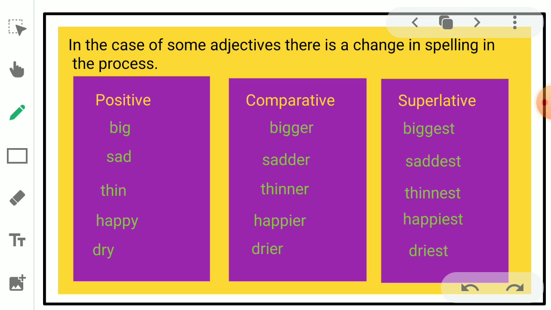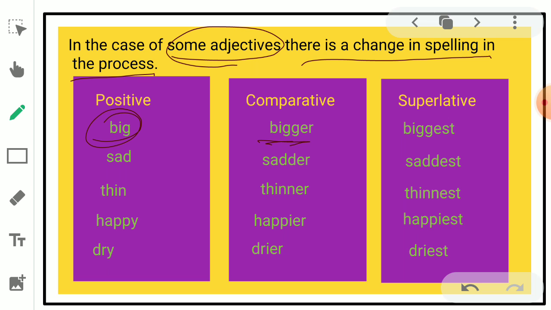In the case of some adjectives, there is a change in spelling in the process. So, how are spellings changed? First, big. The positive form is big. When it goes to the comparative form, it becomes bigger, and then the biggest. So, how is it possible to change?